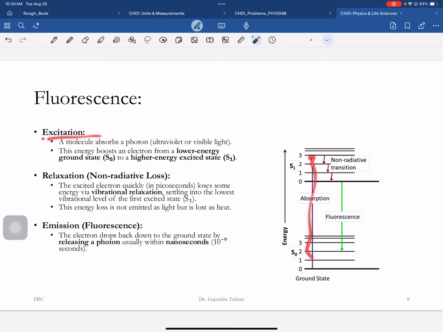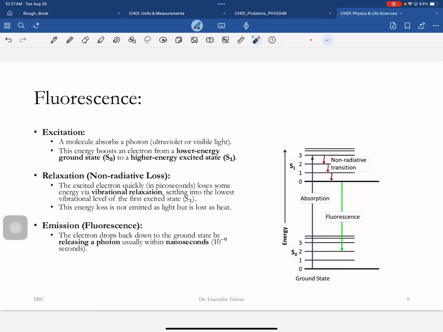Excitation is this process. Relaxation: the excited electron quickly loses some energy via vibrational relaxation. It's losing some energy via heat, actually vibration. This molecule bumped into its neighbor and gave some of this energy, not via photon, but just by bumping in. And then it went from here to there. That was emission. So excitation, relaxation, and emission.